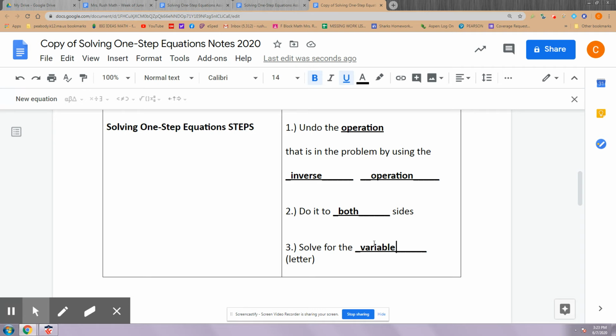All right, great. So again, the steps for solving one-step equations. We undo the operation that is in the problem by using the opposite or inverse operation. Step two, we do it to both sides. And step three, we're going to solve for the variable. Remember, the variable is the letter, and say what that letter equals, what number it represents. All right, great, guys. Now we're going to do some examples together.